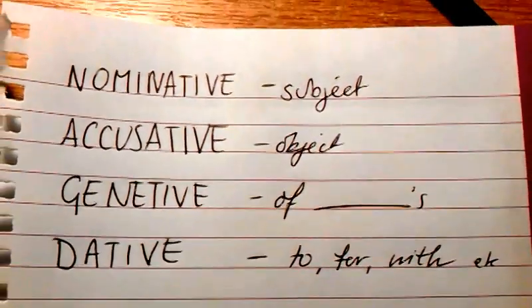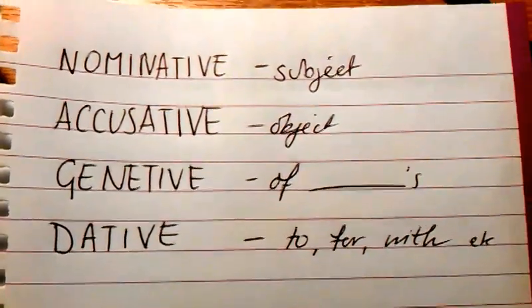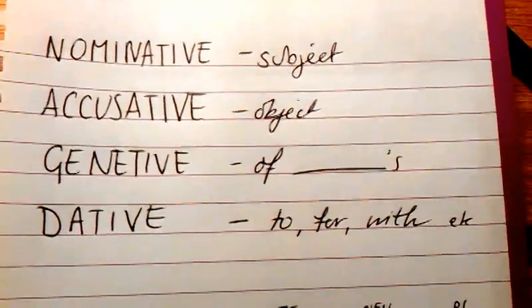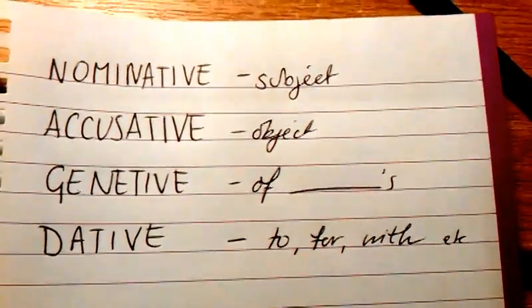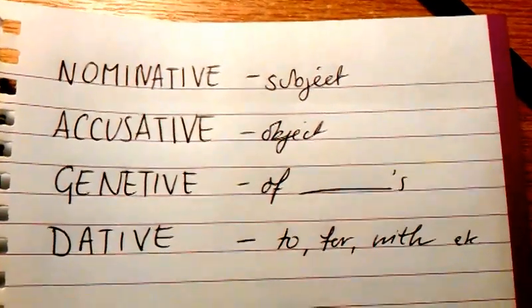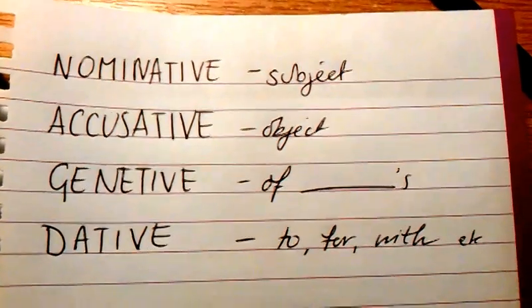Nominative talks about the subject of a sentence, so the doer of the verb. Accusative talks about the object of a sentence, so the thing that's being done to by the verb. Genitive is something that's possessed by something, or as I've written, "of somebody's".